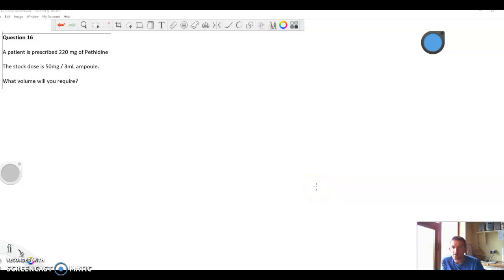The patient is prescribed 220 milligrams of Pethidine. The stock dose is 50 milligrams per 3 milliliter ampule. What volume will you require?